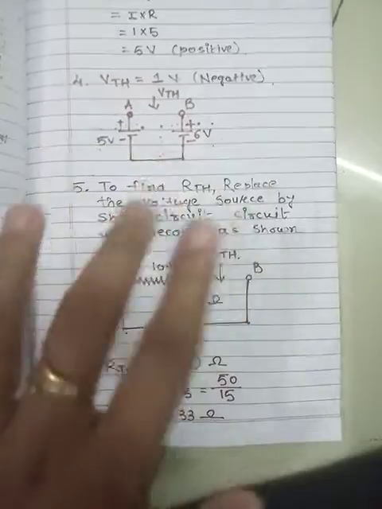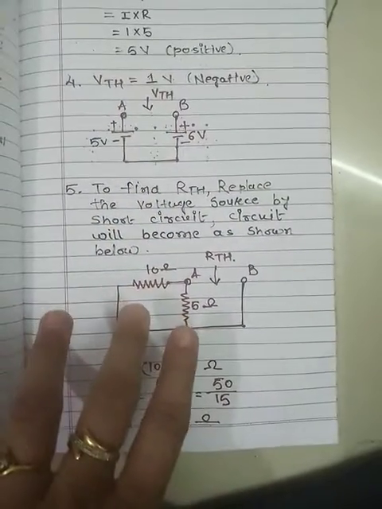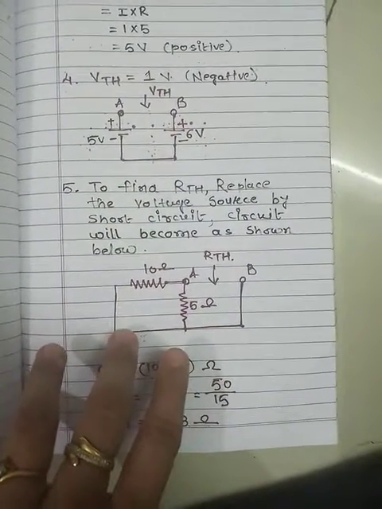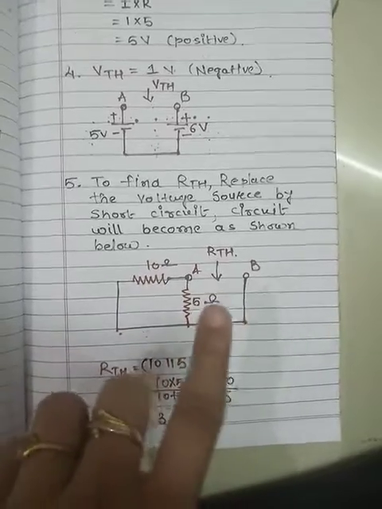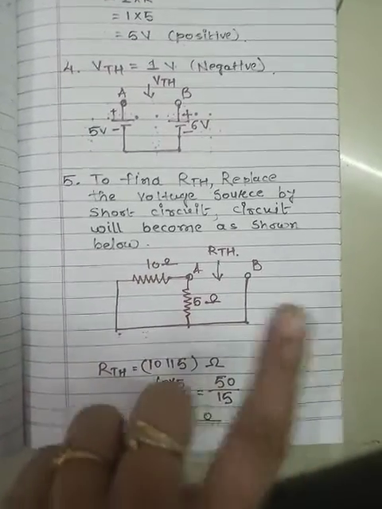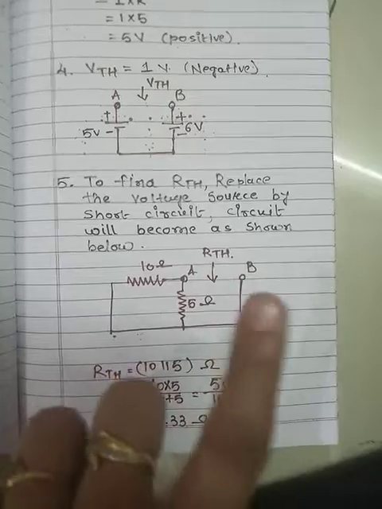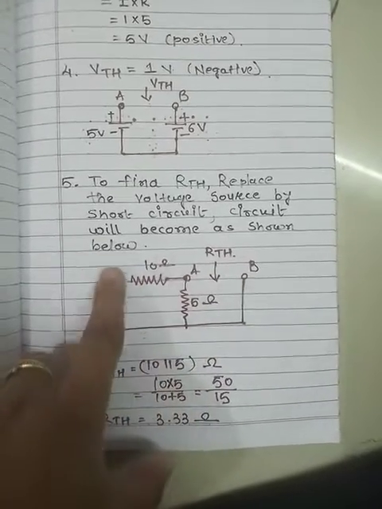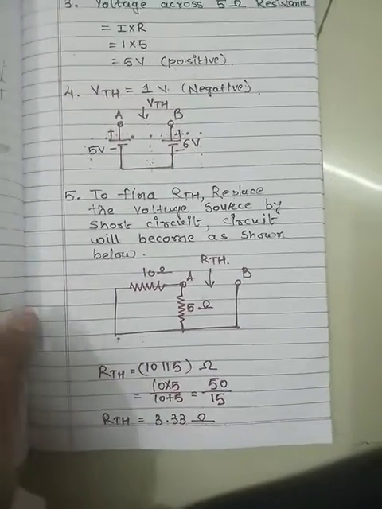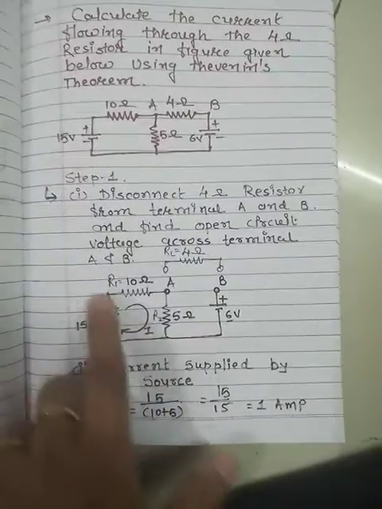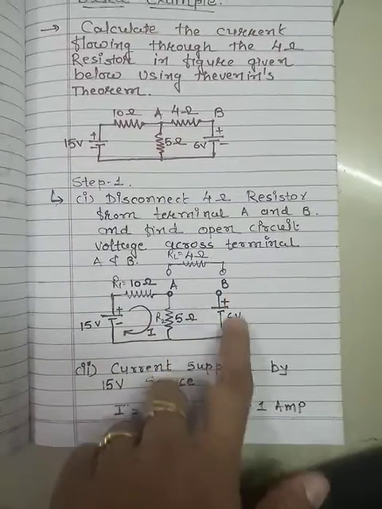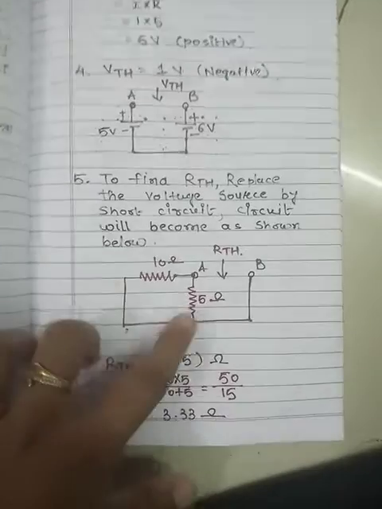Now our fifth step is to find the equivalent resistance, which is called the Thevenin equivalent resistance. For that, you have to short all the voltage sources, keeping their internal resistance if given. If the internal resistance is not given, then simply short all the voltage sources. So you have to short both the voltage sources: short the 15 volt and short the 6 volt. So our circuit will be like this.